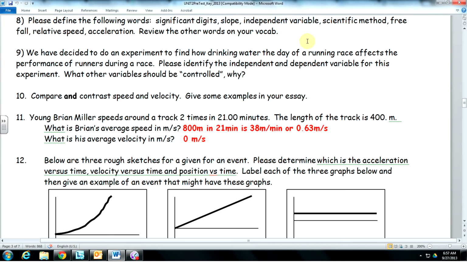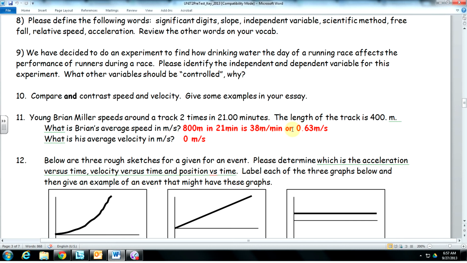Number 11, we're talking about young Brian Miller going around the track 2 times. It's a 400-meter track, and he's going around it 2 times, which means he'll have traveled 800 meters. He does that in 21 minutes. So you could go ahead and just divide those, and you could get a velocity of 38 meters per minute.